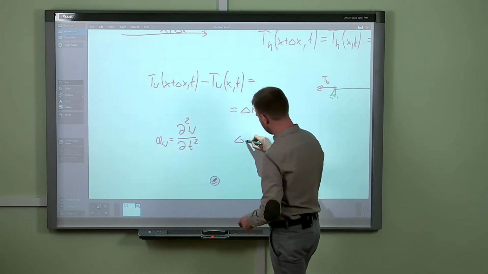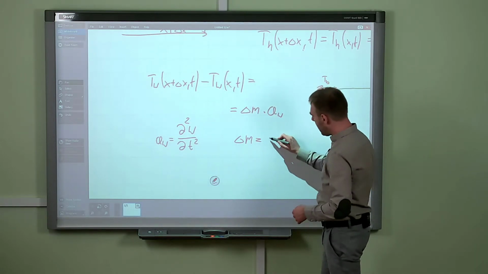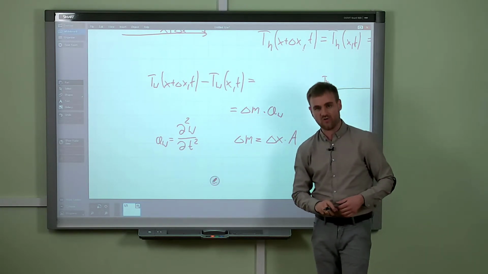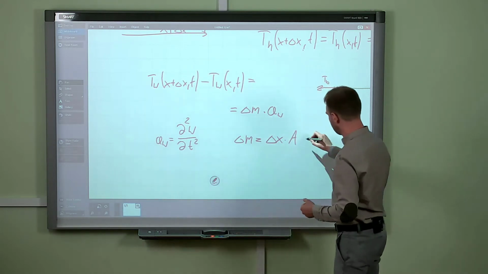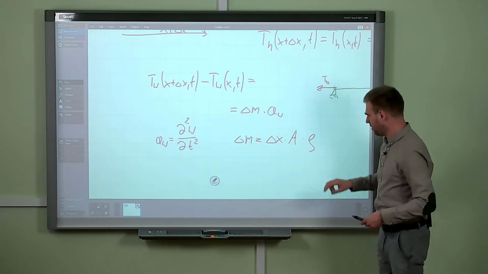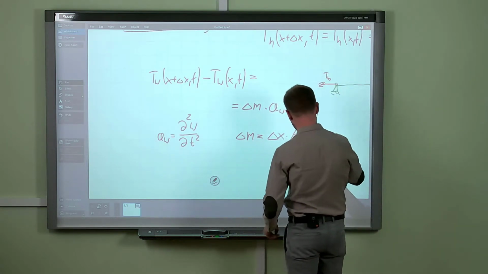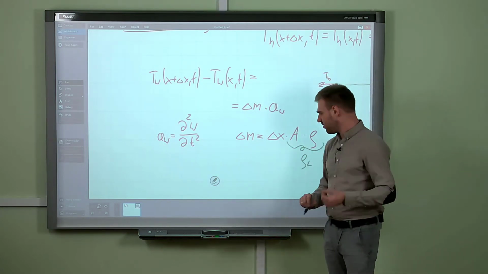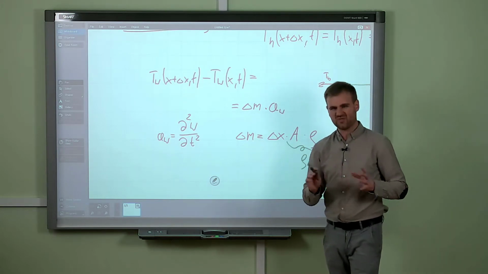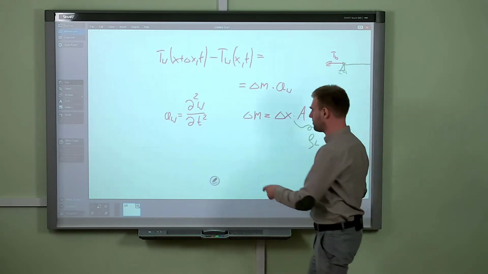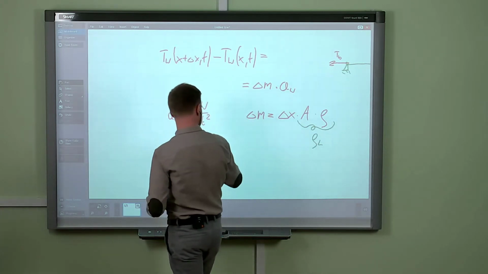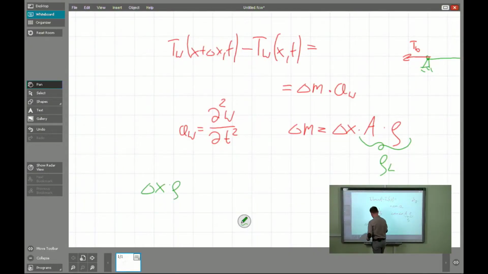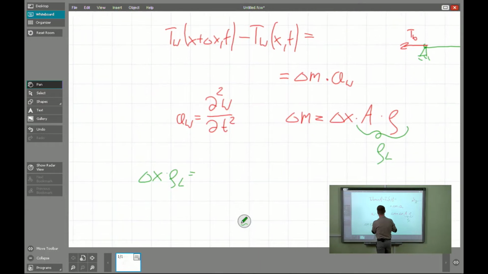How to find the delta m? It will be the length of our segment times the area. It will be the volume of the segment of our string, and we have to multiply that by the density. Sometimes that part is called the linear density, I mean the mass of 1 meter of the string. Okay, and let's put in the numbers. It will be delta x times linear density, let's say.